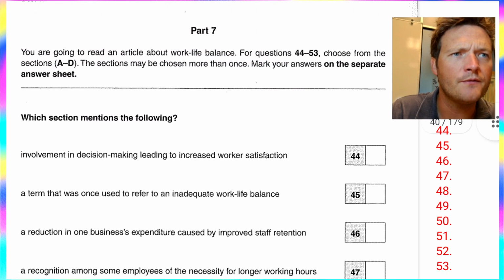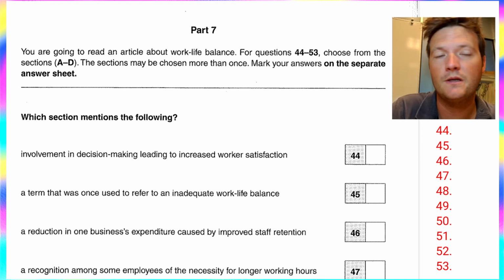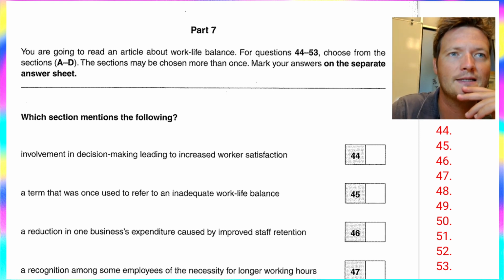So let's have a quick look at the instructions. It says you are going to read an article about work-life balance. For questions 44 to 53, choose from sections A to D. The sections may be chosen more than once, obviously, because there's 10 questions and only 4 texts. Mark your answers on the separate answer sheet.